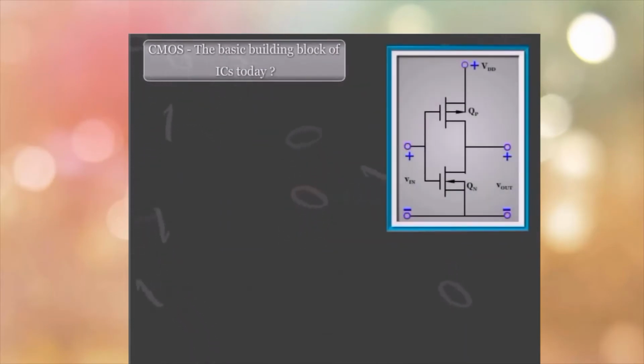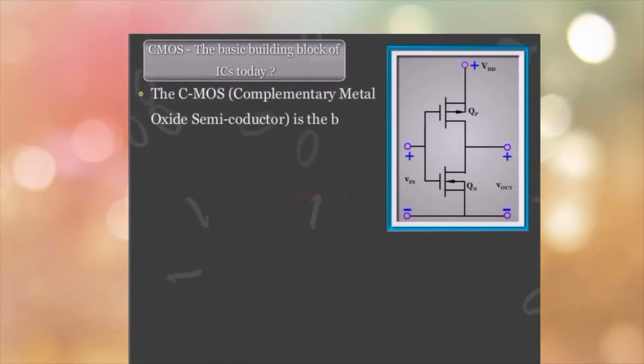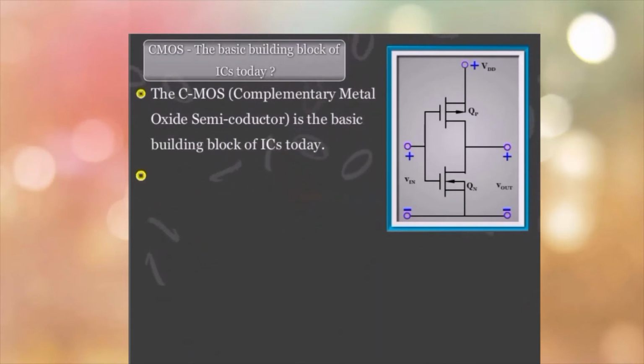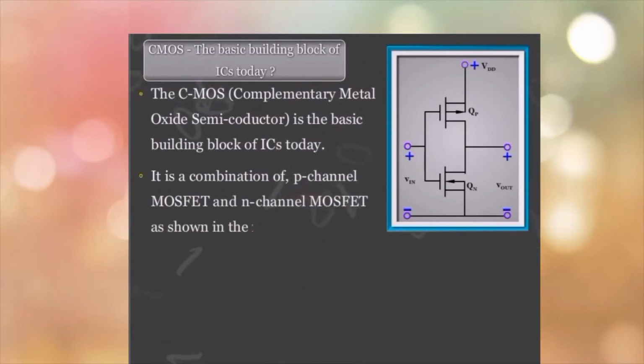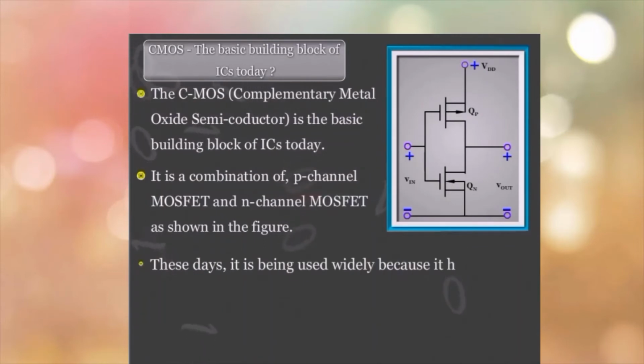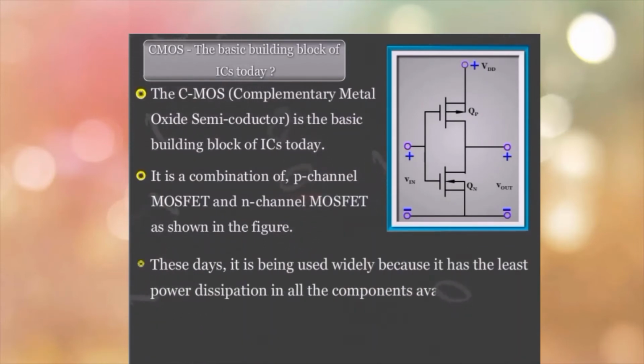CMOS, the basic building block of ICs today. CMOS, that is complementary metal oxide semiconductor, is the basic building block of ICs today. It is a combination of a P-channel MOSFET and an N-channel MOSFET as shown in the figure. These days, it is being used widely because it has the least power dissipation of all the components available for fabrication today.